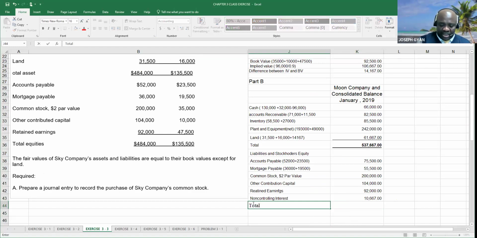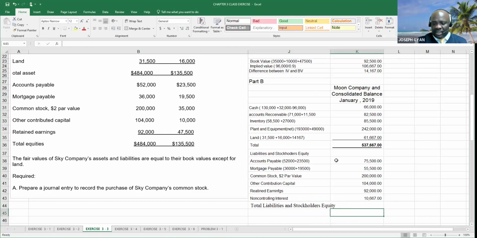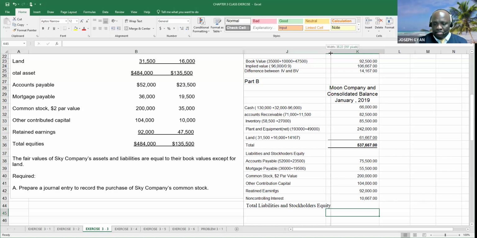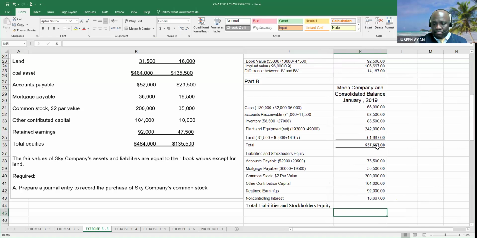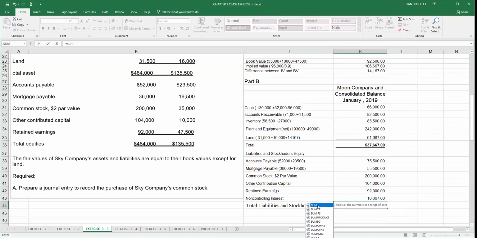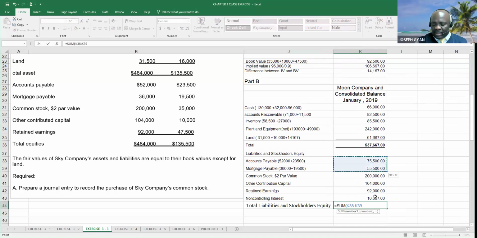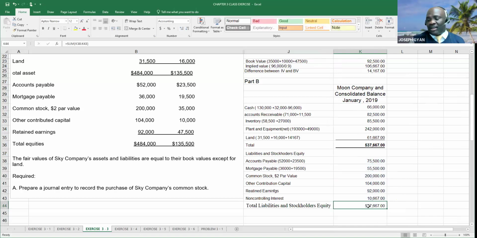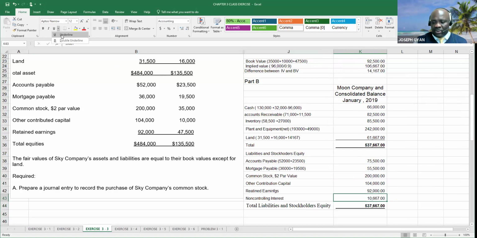So our total stockholders' equity, how much do we have? Those with the calculator, if you can help us. How much do we have for that? 537,667. So it balances. Your assets must equal the liabilities and also the owner's equity.